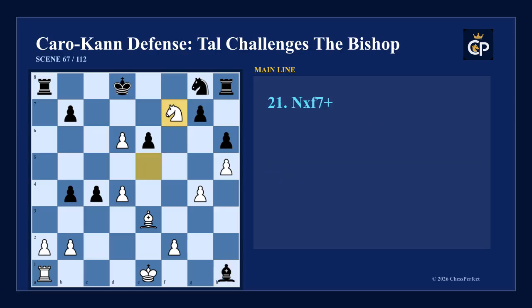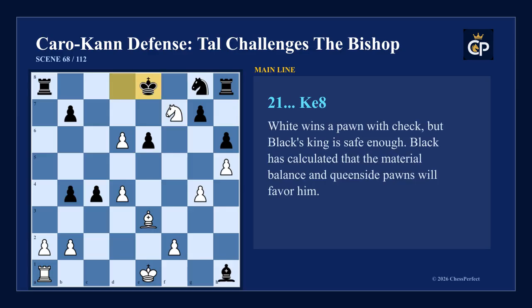Knight takes f7, check. King e8. White wins a pawn with check, but black's king is safe enough. Black has calculated that the material balance and queenside pawns will favor him.